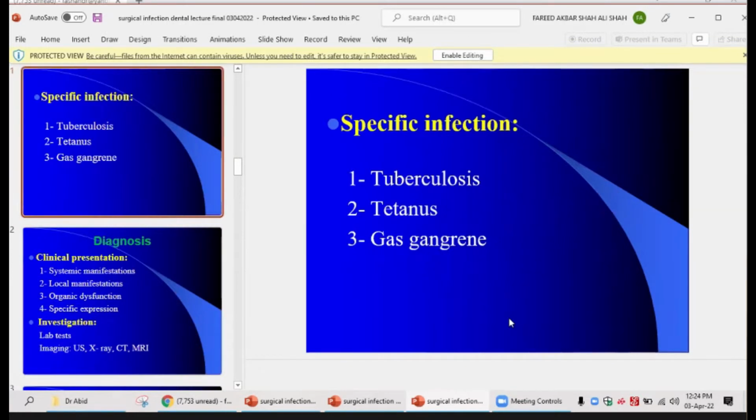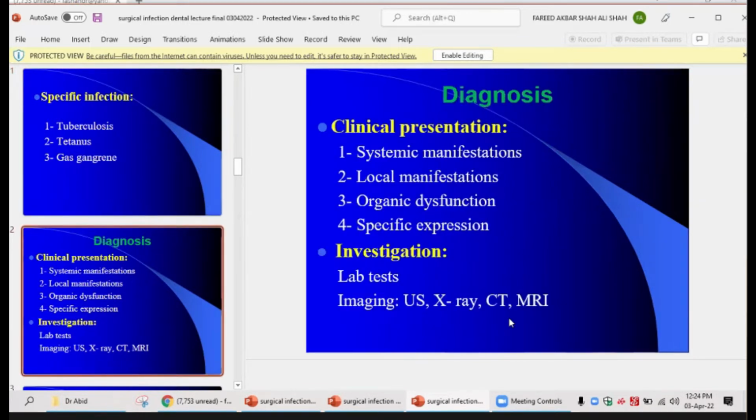Now, specific types of infection. Tuberculosis is actually not a surgical infection. Yes, tetanus can be a surgical infection, and gas gangrene can be a surgical infection. Tuberculosis comes under the heading of systemic, specific infection, but is actually not related to surgery.